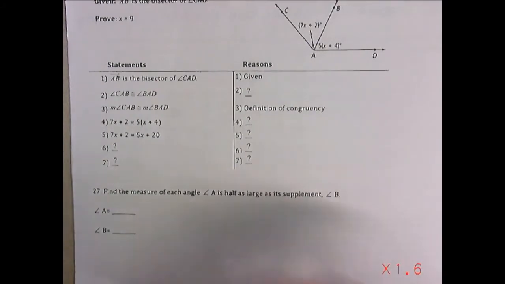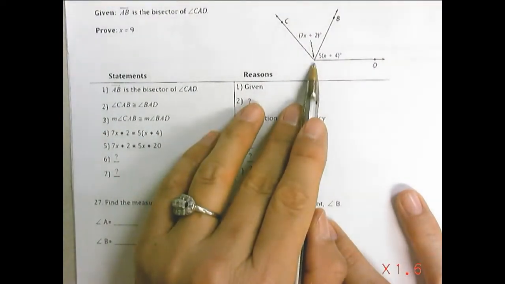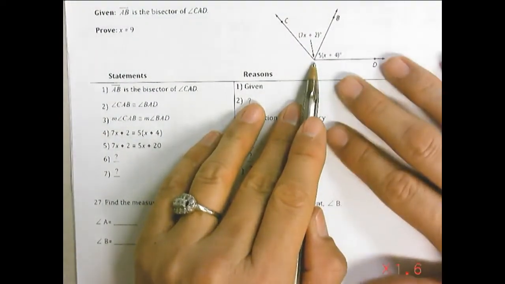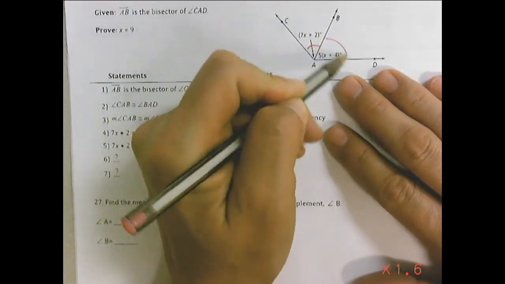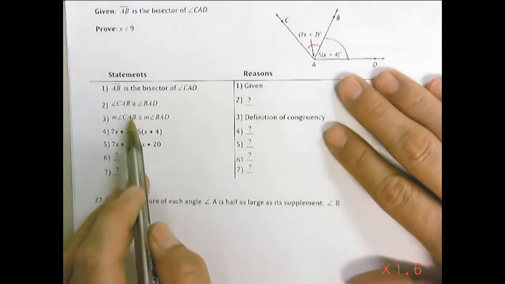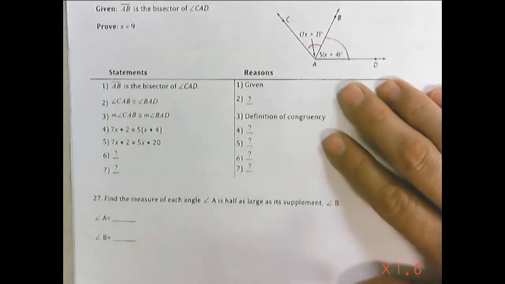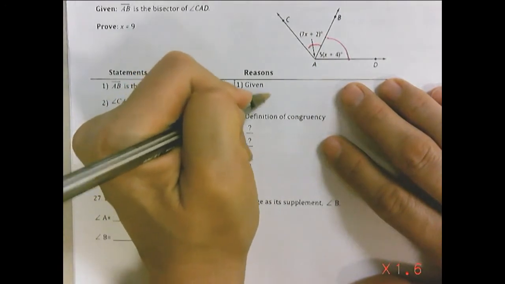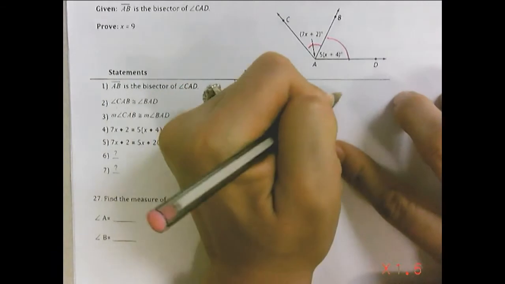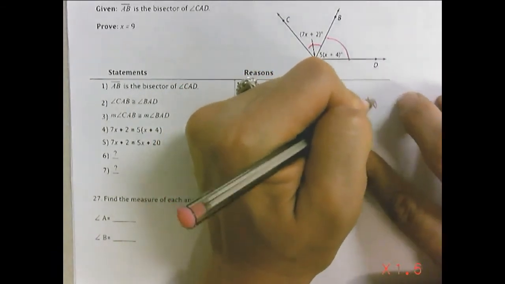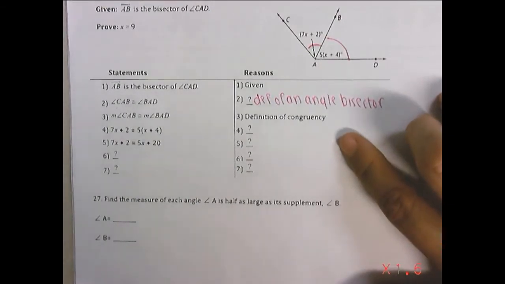Okay, so it says that AB is the bisector of angle CAD. So AB bisects it, that means this angle is going to be congruent to that angle. And that's what they say right here, CAB is congruent to BAD. That would be the definition of an angle bisector. If you don't know what an angle bisector is by now, you're falling behind.